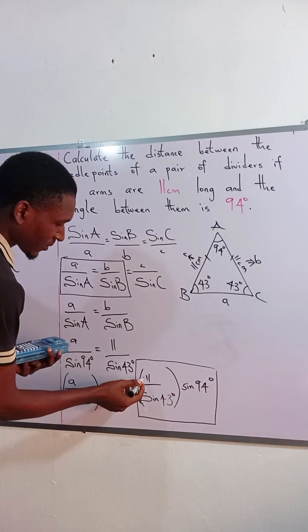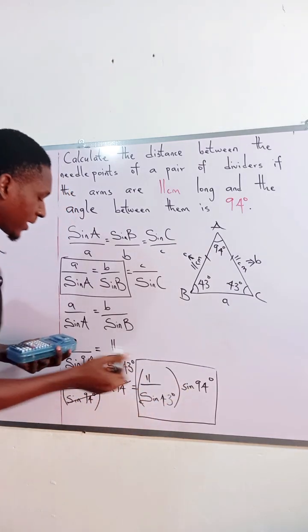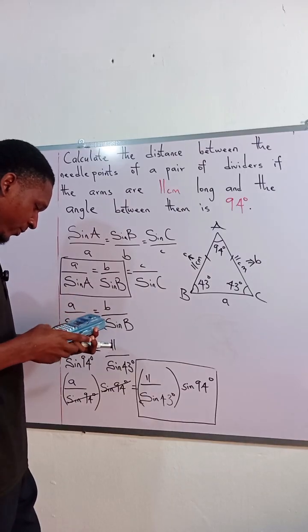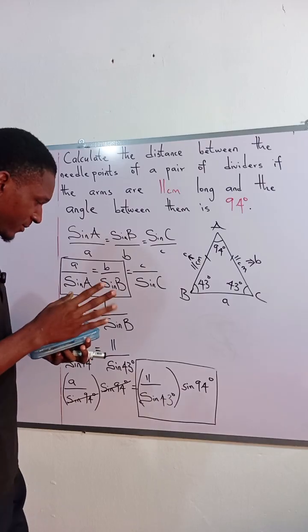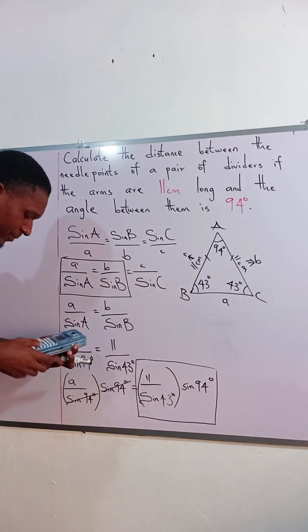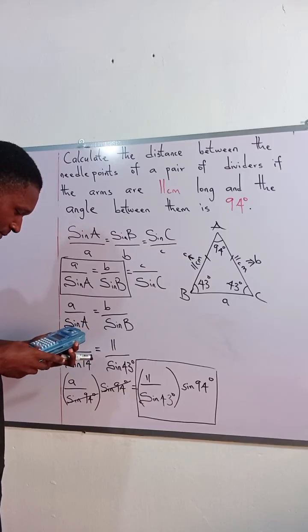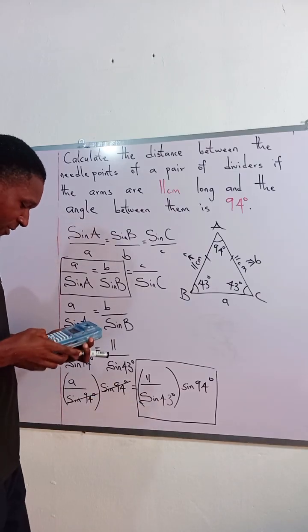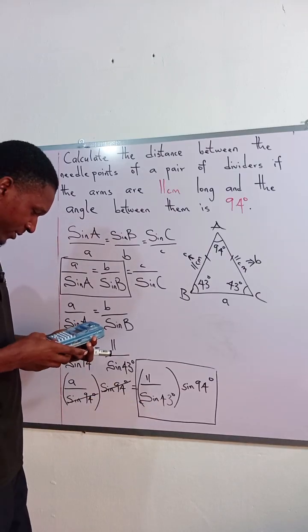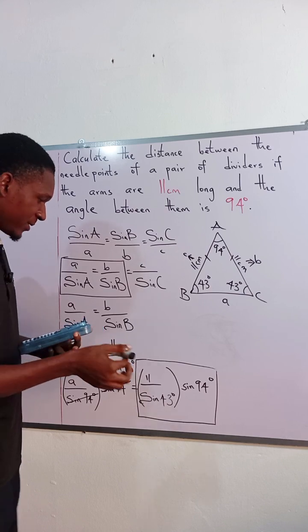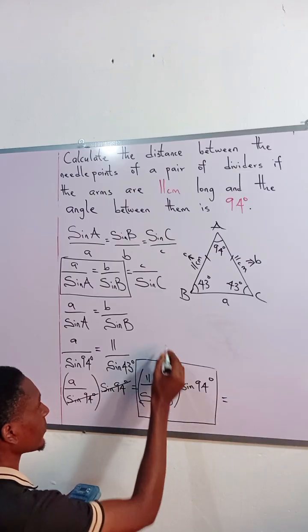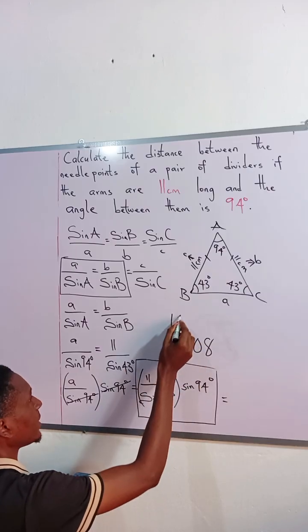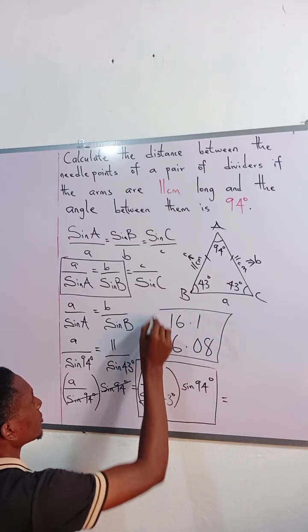How do we do that? We have to look for sine 94. What is sine 94? Let me press my calculator over here. Sine 94, it gave me 0.997 and all of that. I'll multiply it by 11, then divided by sine 43 degrees. And you get our answer, which gives me here 16.08, which can be approximately 16.1, depending on the options you have.